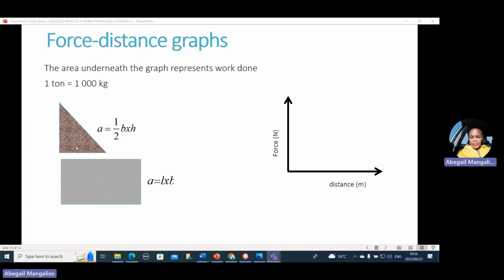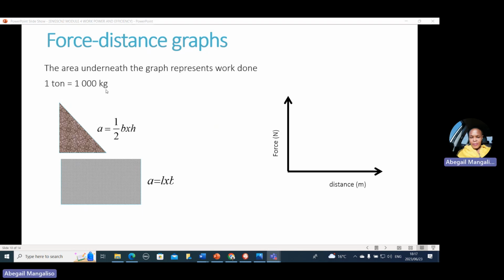If the shape is a rectangle, the formula to calculate the area of a rectangle is length times breadth. And in place of area, since it represents work done, it will be W equals L times B. On the L, you have force. On the other side, you have distance. But if the shape is a triangle, the formula will be half times base times height, where the area is W for work done. We can calculate it by saying half times base times height, because a triangle is half of the rectangle. So you get that area that is under the graph.